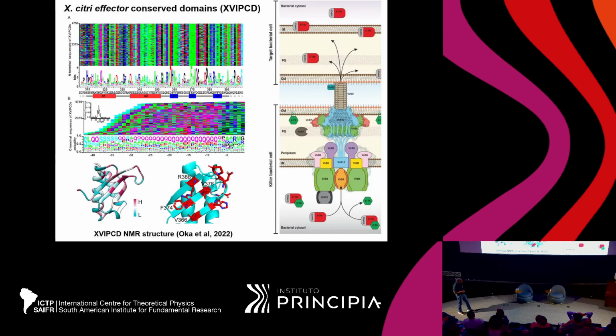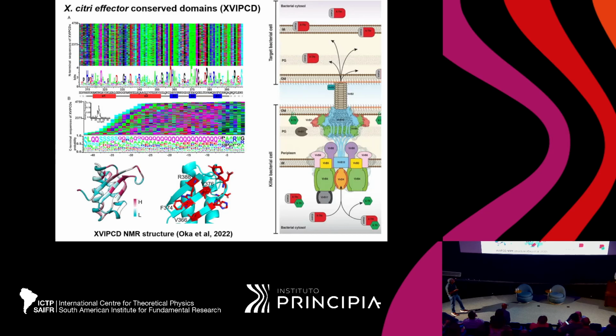Okay, but let's look at these XVIPCD domains. So these XVIPCD domains, they interact with this VIR-D4 protein. And in collaboration with Roberto, we were able to determine the NMR structure of this XVIPC domain for one of these toxins. Here you can see the level of amino acid conservation. Most of the highly conserved amino acids in this globular domain, which is this amino terminal part, are located on the face of this three-stranded beta sheet here. I'm highlighting some amino acids, especially this phenylalanine, this valine, and this other valine here that make this sort of hydrophobic patch.